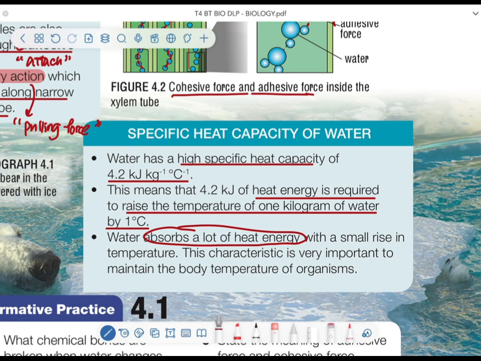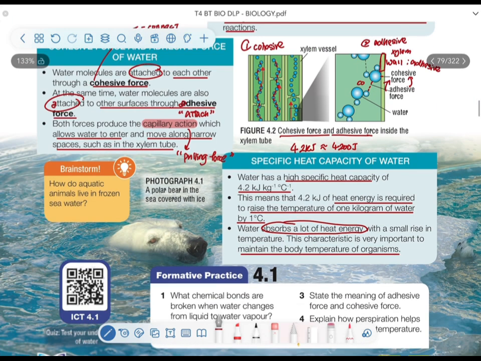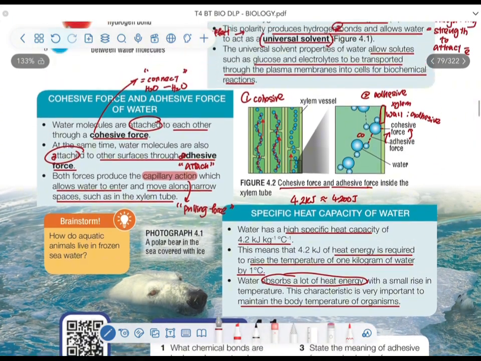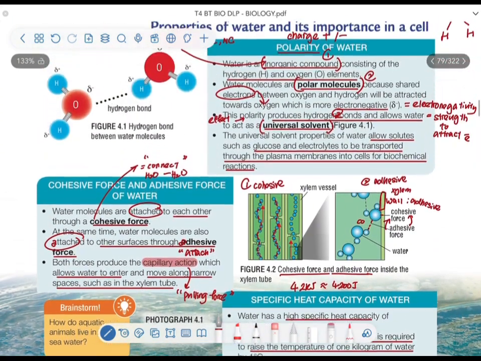For information, water absorbs a lot of heat energy with a small rise in temperature because it can absorb nearly 4.2 kilojoule, which is equivalent to 4,200 joule of heat energy. This characteristic is very important to maintain the body temperatures of organisms. So these are all the chemical properties that you need to know for water.